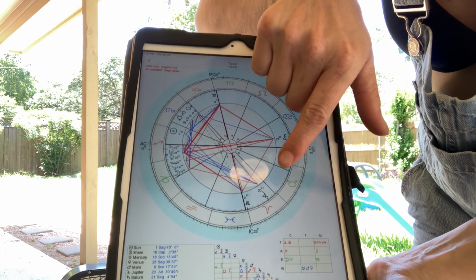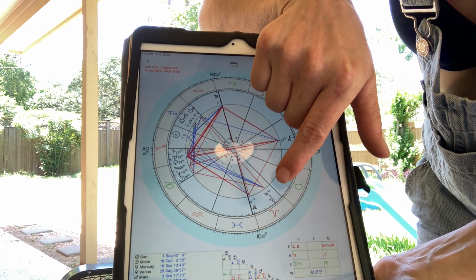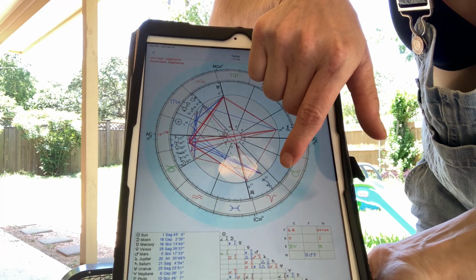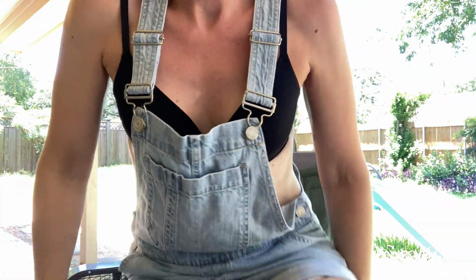Jupiter is retrograde, and it's also the trine planet down here in the 4th in Aries. So if I didn't know me, and I was looking at this chart, I would see that there's a lot going on at the GC, close to the GC.